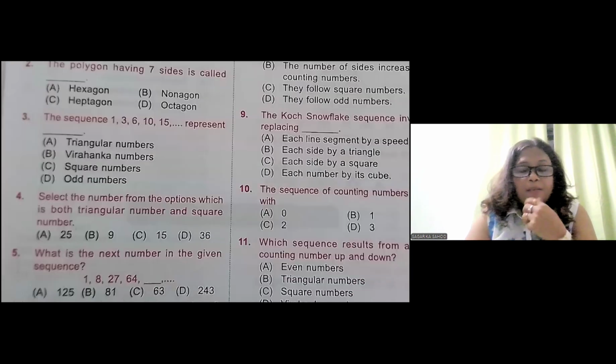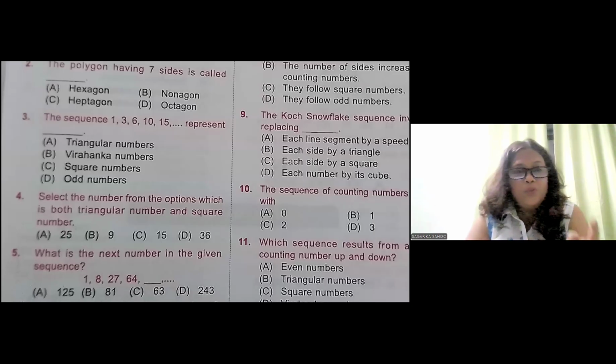All right, let's come to question number 3. The sequence 1, 3, 6, 10, 15 represents dash. So you have to understand. To understand this, first we have to see which options are given. The options given are triangular numbers, Viranka numbers, square numbers and odd numbers.